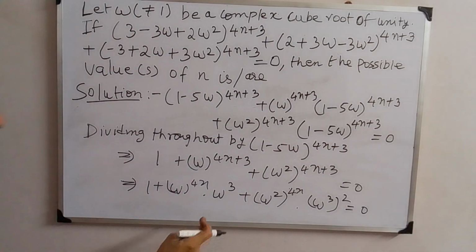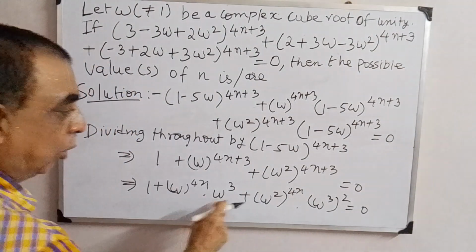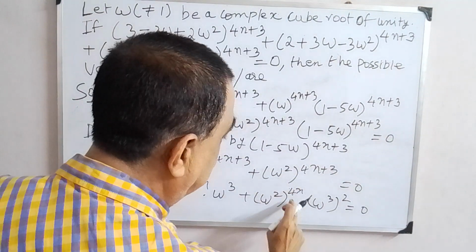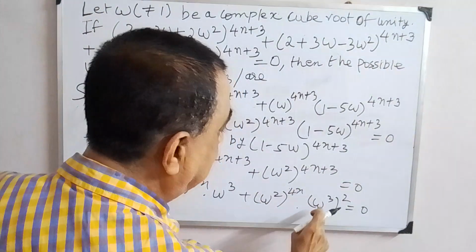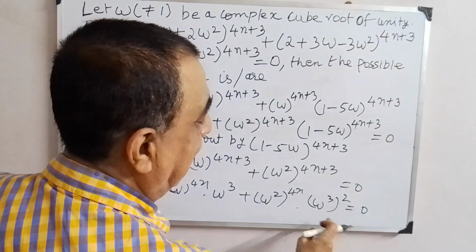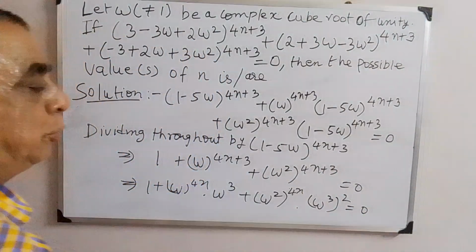And we know that, because here I have written omega squared whole to the power 4n multiplied with omega squared whole to the power 3, which I have written as omega cube whole to the power 2.